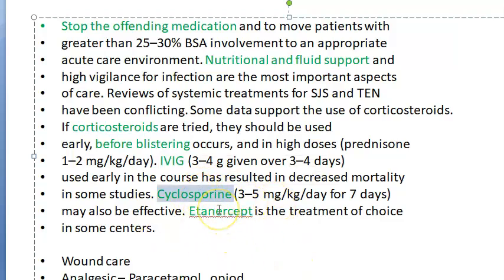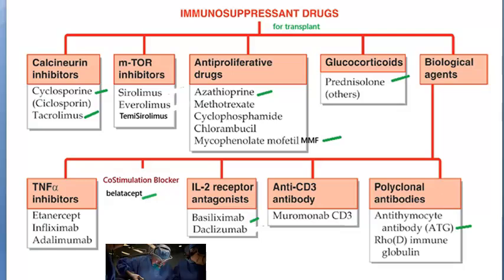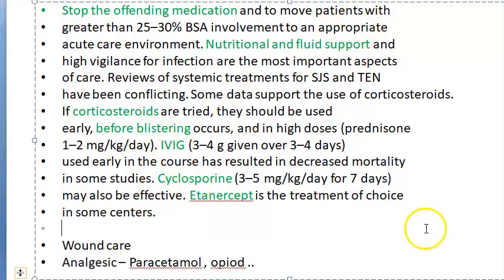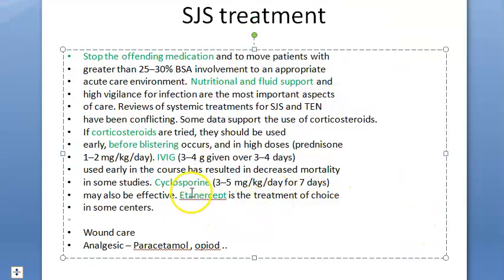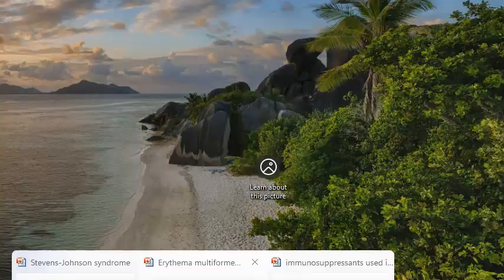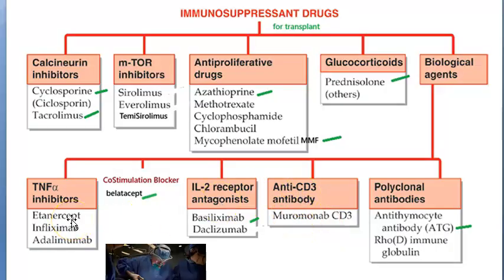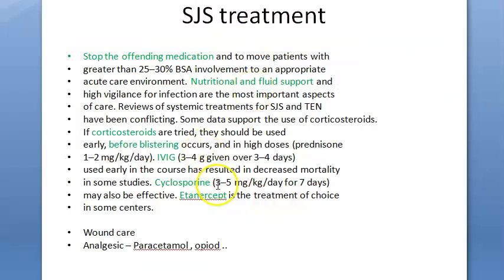Then cyclosporin. What is cyclosporin? What is etanercept? These two are what? Immunosuppressants. Excellent. Let's look at that classification. So here is your cyclosporin, which is a calcineurin inhibitor, and then here you have etanercept, which is a TNF alpha inhibitor. So these two immunosuppressants can be used for the treatment of Stevens-Johnson syndrome. Cyclosporin, that is calcineurin inhibitor, and etanercept, which is a TNF alpha inhibitor, right? So basically those are immunosuppressants. Okay, so that you can use for the treatment of Stevens-Johnson syndrome.